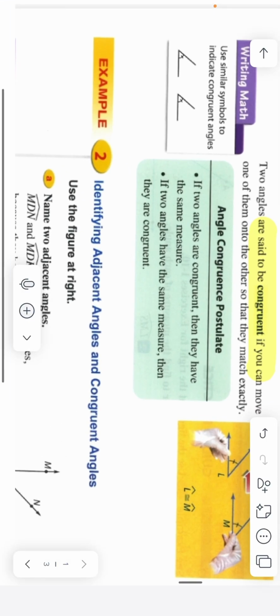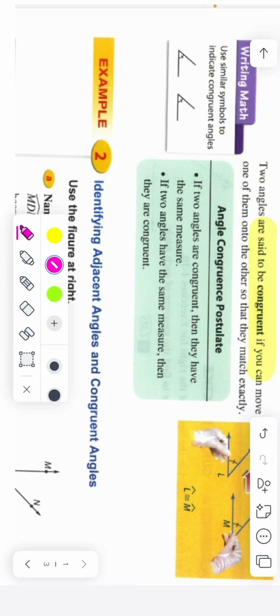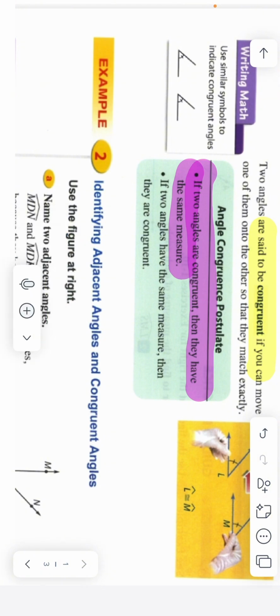Okay, so here the postulate says what? If two angles are congruent, then they have the same measure. Congruent means what? Means equal. So that means if these two angles are congruent, that means they have the same measurement. How? Let me show you.